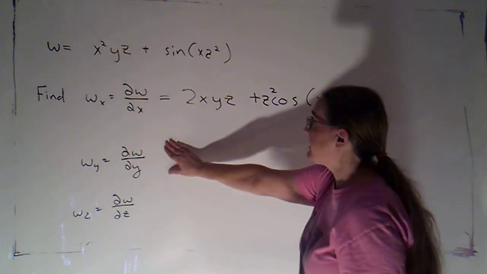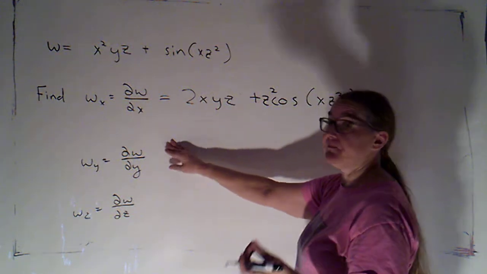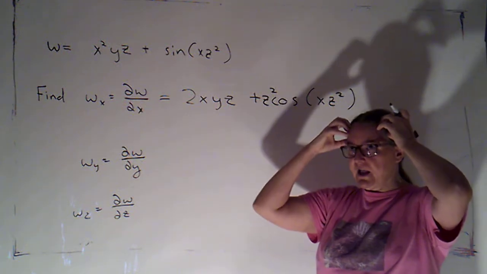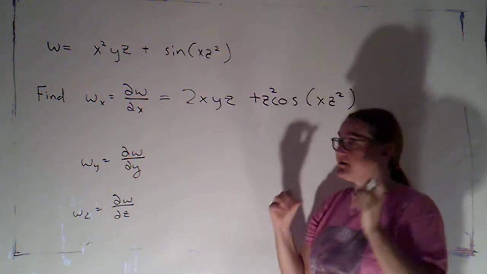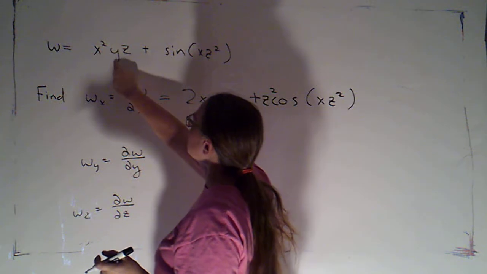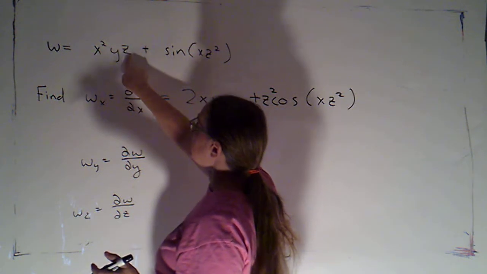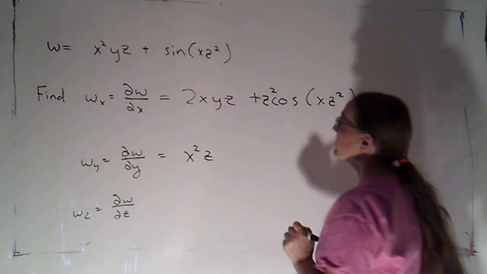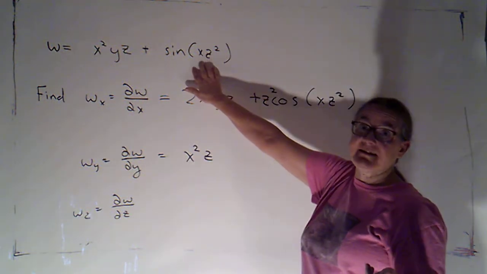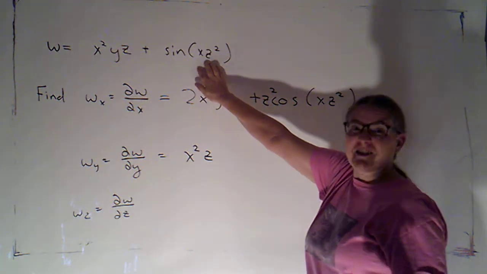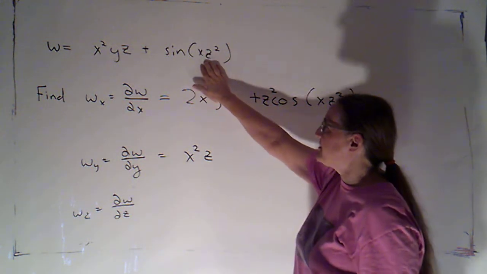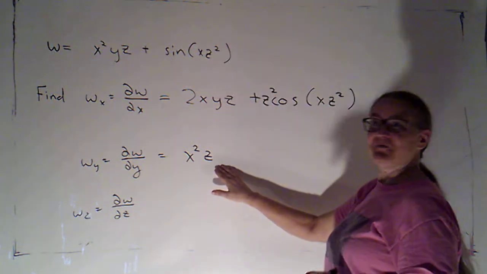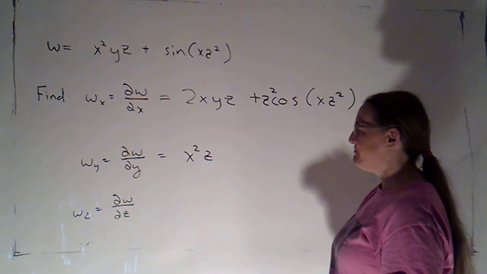Excellent. If I take the partial with respect to y, okay, now I've got to sort of mentally make this change. y is a variable, x and z are constants. So in this first term, y is my variable, x squared and z are just constants. That's a constant multiple of y. I'm just going to get x squared z. And there aren't any y's in this term. So this is just a constant. xz squared is a constant. Sine of a constant is just a different constant. Derivative of a constant is 0. So that's my partial with respect to y.